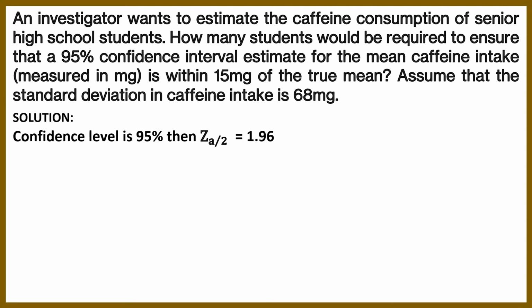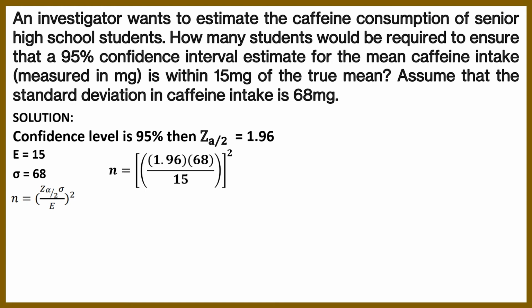Confidence level is equal to 95, then the value of our Z coefficient is equal to 1.96. Then the margin of error is 15. The standard deviation is 68. So here is our formula, same formula na gagamitin natin. Substitute the given value to the formula. n is equal to 1.96 multiplied by 68 divided by 15. So the result must be squared.